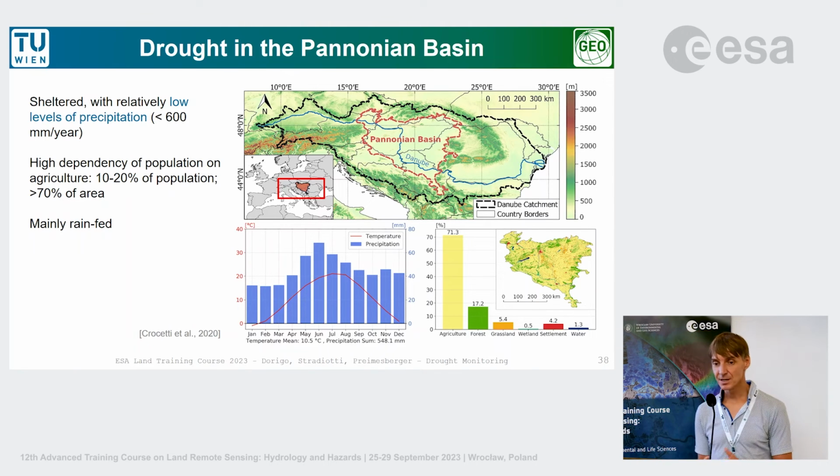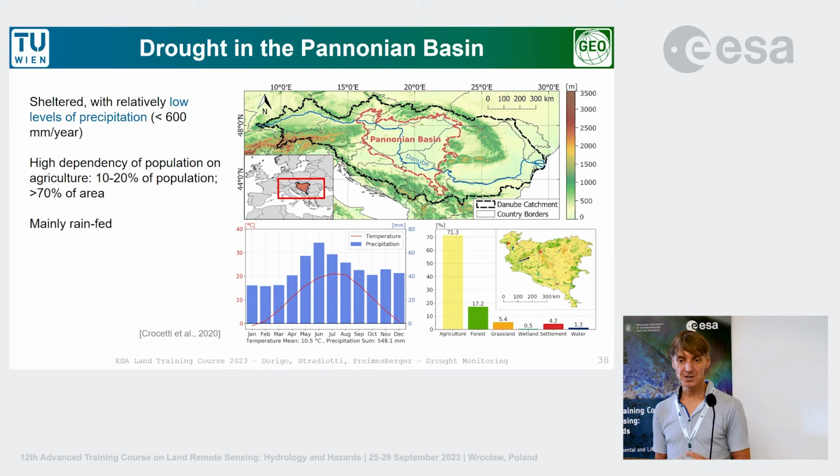The Pannonian Basin has precipitation amounts of less than 600 millimeters per year. So it's not very wet. And it's an agriculturally dominated area. More than 70% of the area is actually agriculture, as you can see at the lower right. Yeah, so it's a slightly continental climate, but with slightly higher amounts of precipitation in summer over winter.